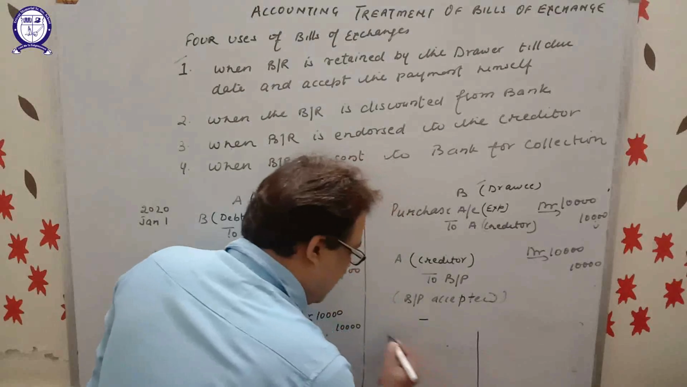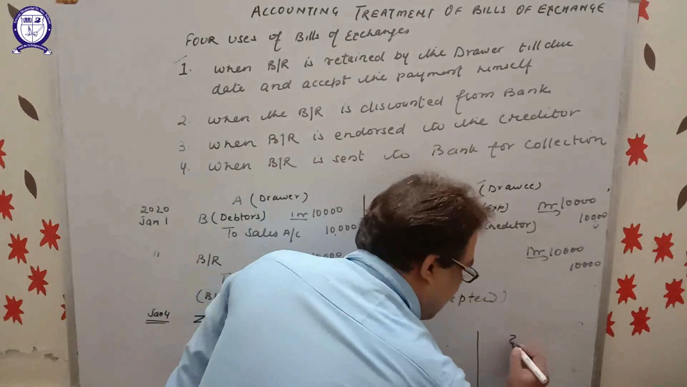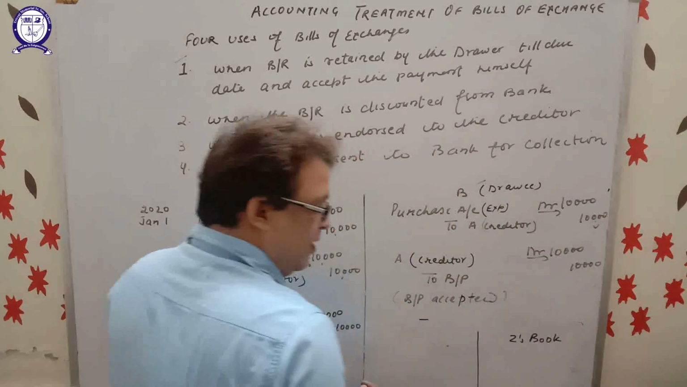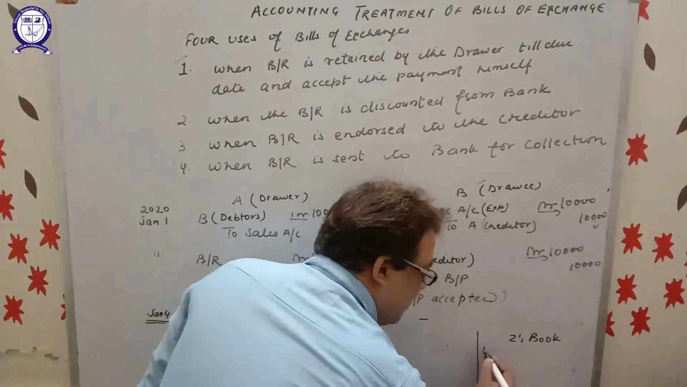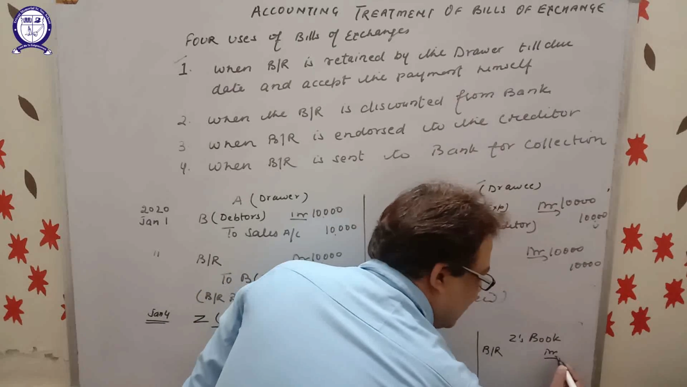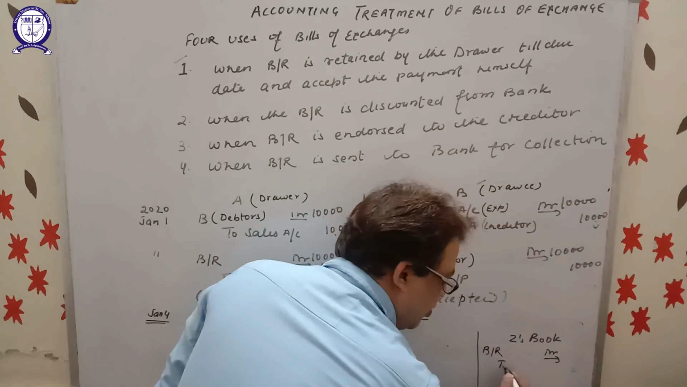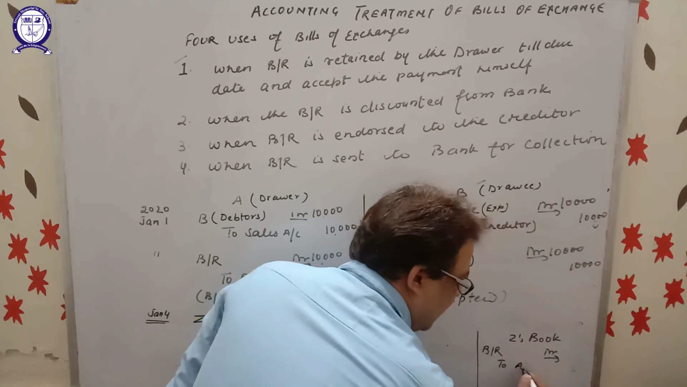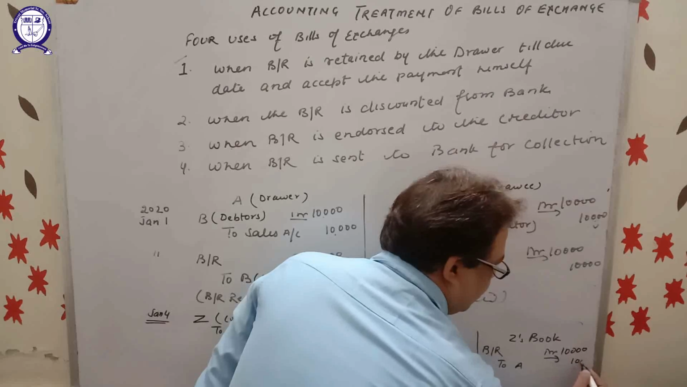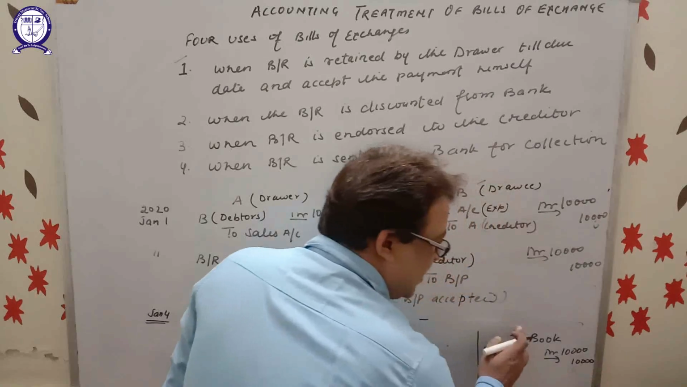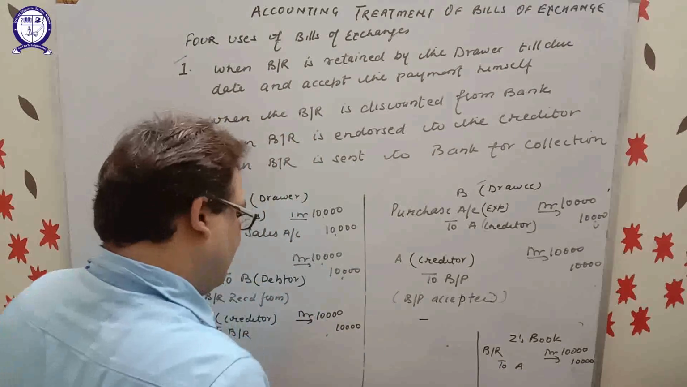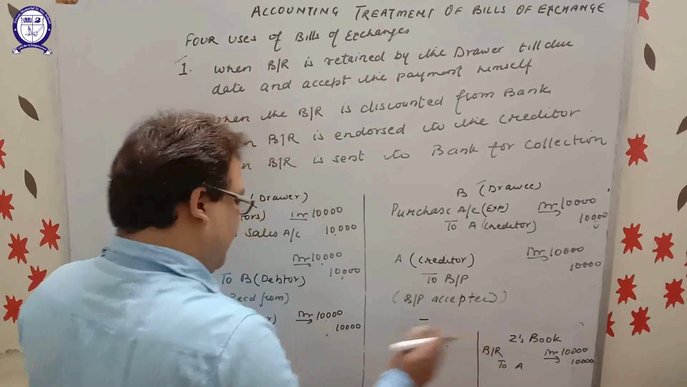Now the books of Z will be prepared. In Z's books, bill receivable account debit. Bill receivable is an asset for Z, to A, 10,000. He is receiving a bill receivable from his debtor A. So bill receivable account debit to A.